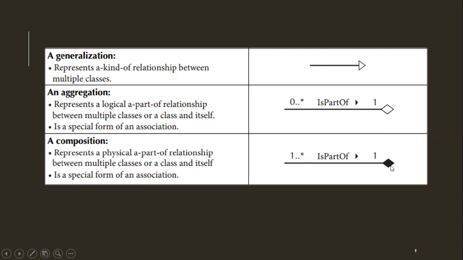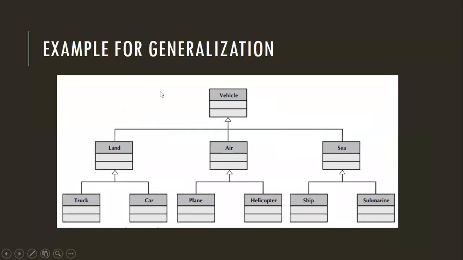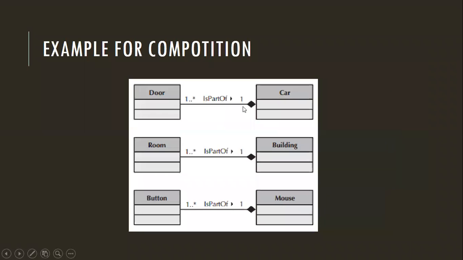Okay, so if you see something which has been filled, something like this, you have to understand this is a composition relationship. Is a part of, this is also the same, but see here door is a part of car, but it's fully dependent. See, there is no point of removing and keeping the door separately.